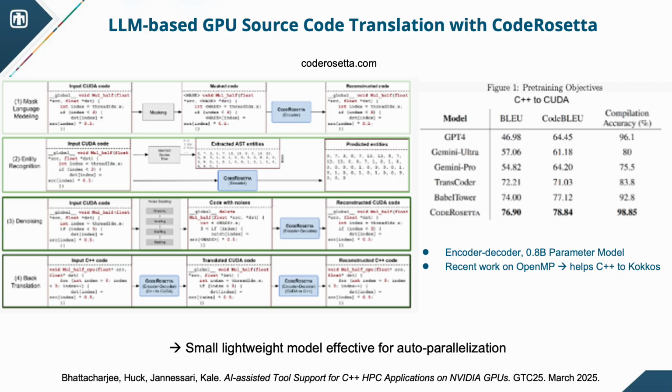CodeRosetta uses a very lightweight 0.8 billion parameter encoder-decoder model. The results shown here, gathered by Iowa State, show high compilation accuracy, beating GPT-4 and Gemini Pro. The results also show dominant BLEU and CodeBLEU scores. This was presented at GTC 25, and the latest developments are at coderosetta.com. Of note, recent work on source code translation to OpenMP is opening the door for C++ to Kokkos translation.